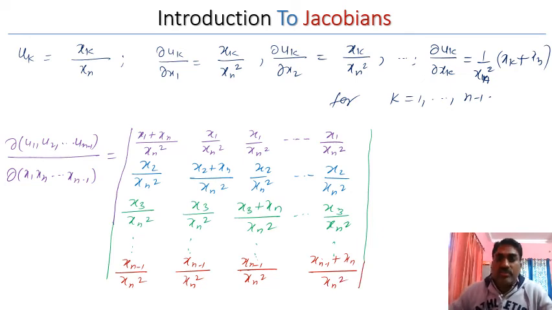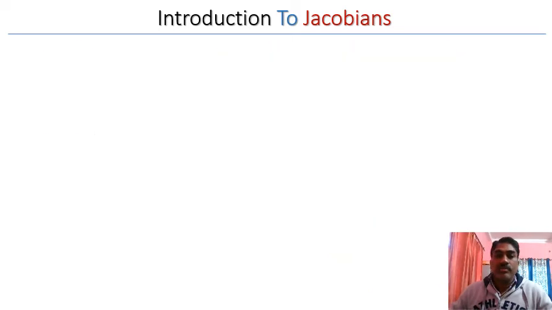So as a first thing, what you can do is take 1 by xn square common from all the n minus 1 rows. So you will get this is n minus 1 cross n minus 1. So take 1 by xn square common, either from all rows or from all columns. So it will be 1 by xn square to the power n minus 1. So we will get the Jacobian. This is equal to 1 by xn square and its power n minus 1.